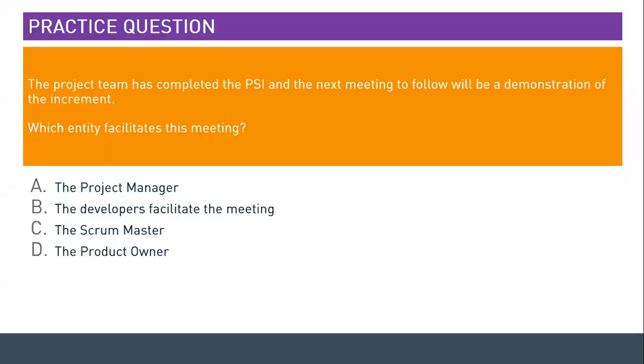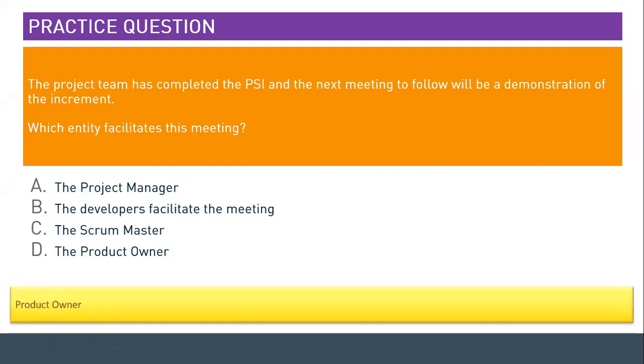The project team has completed the PSI, and the next meeting to follow will be a demonstration of the increment. Which entity facilitates this meeting? Hit the pause button if you need more time. 3, 2, 1. The answer to this, the product owner. The product owner facilitates this meeting. They own it. We're talking about demos, reviews. If the product owner deems it fit to invite certain entities, then the product owner will invite those people.